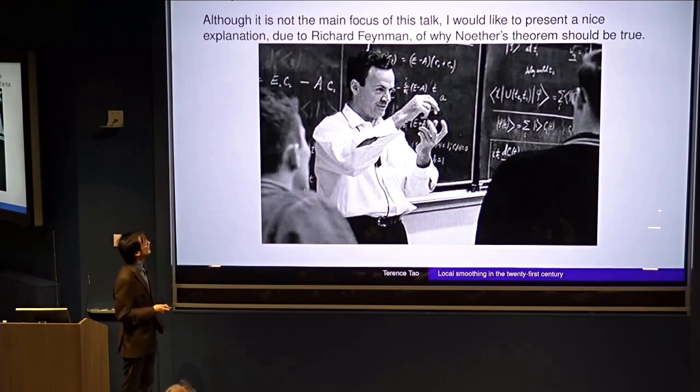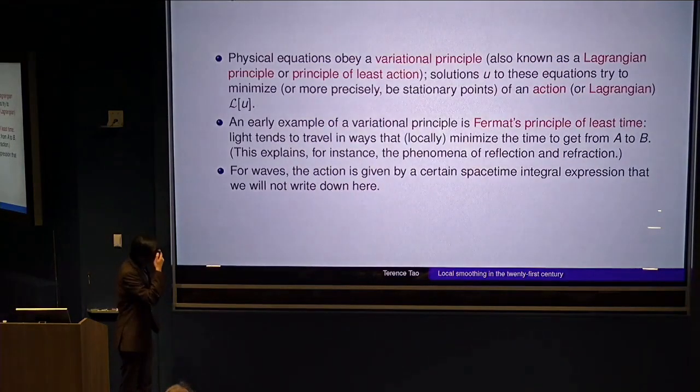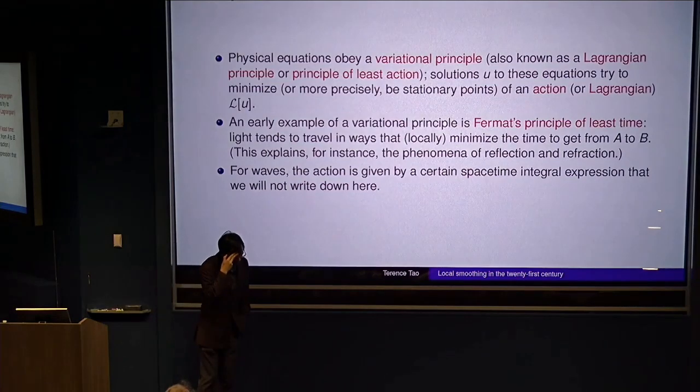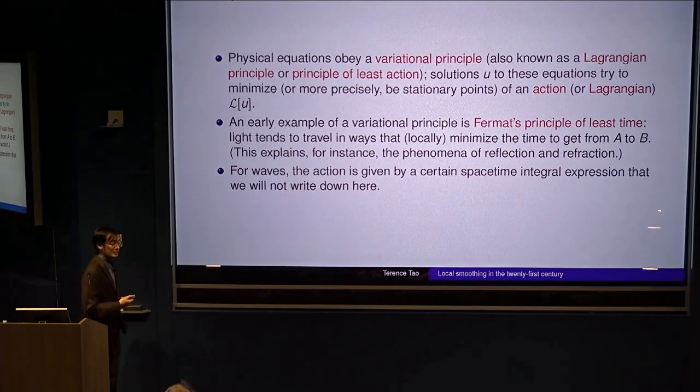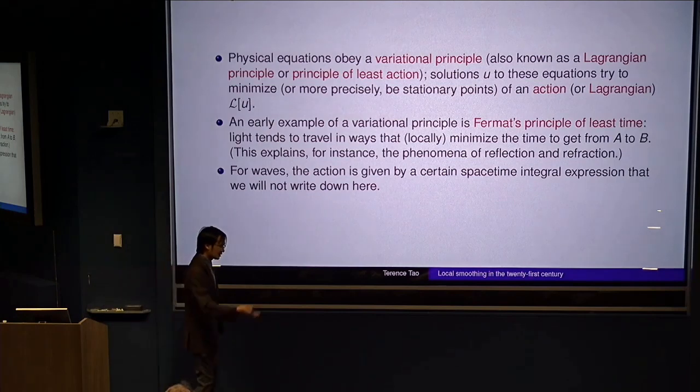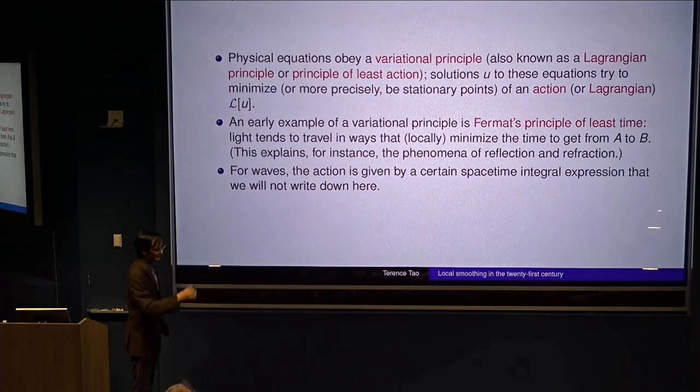Okay, so all physical systems, Hamiltonian, like from classical mechanics or quantum mechanics, are what's called Lagrangian. They obey a variational principle, sometimes known as the principle of least action. So for every one of these equations, there is some complicated quantity called the action, and it's some big space-time integral of your wave. And solutions to wave equations are always trying to minimize this action. Actually, technically, they are stationary points of the action, which is slightly different from being minima, but you can think of it as minimizing.